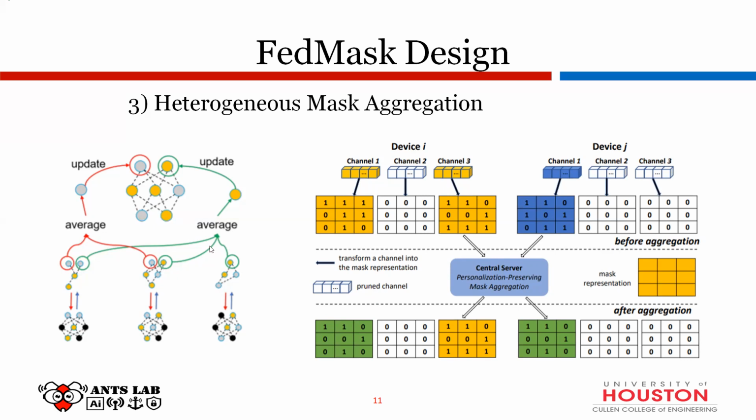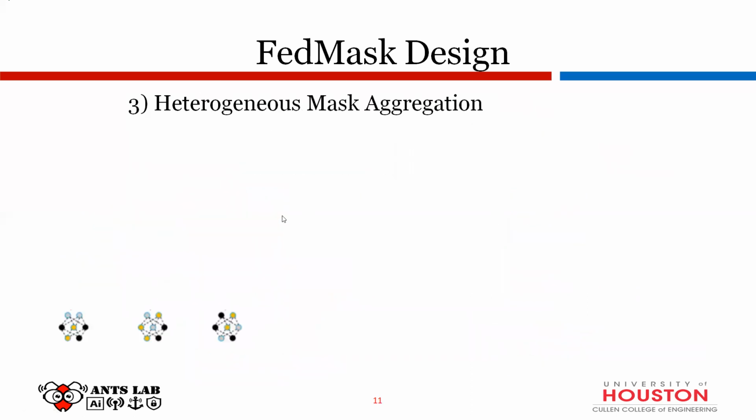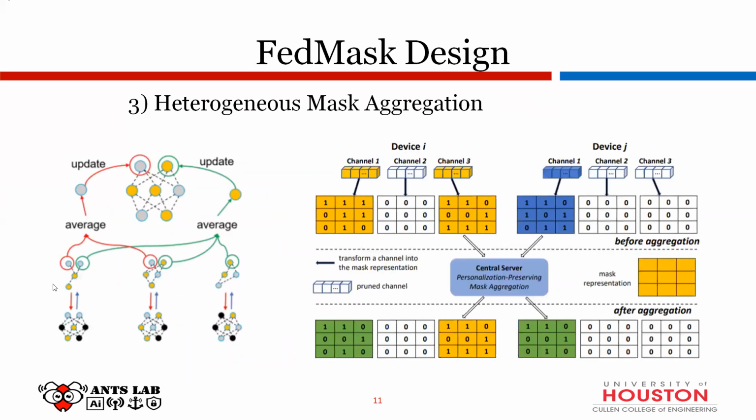Because each device already has the initialized binary mask, these three are guaranteed to be pruned, zero. So every time they do this mask optimization and aggregation, they don't need to care about those because they will always be zero. The only changes are those others, so they only need to transmit these. Yeah, I think that's how they work.